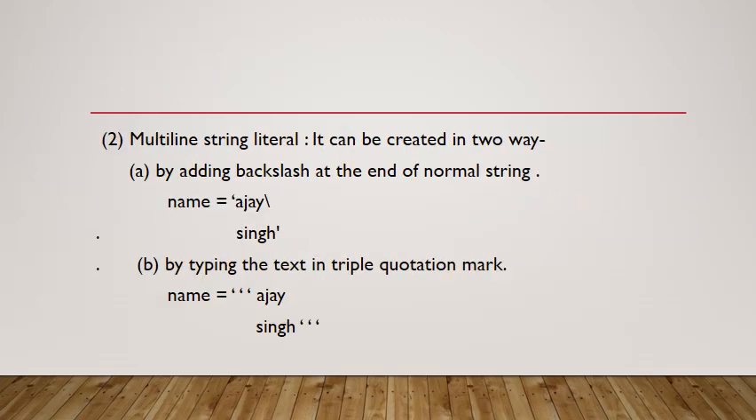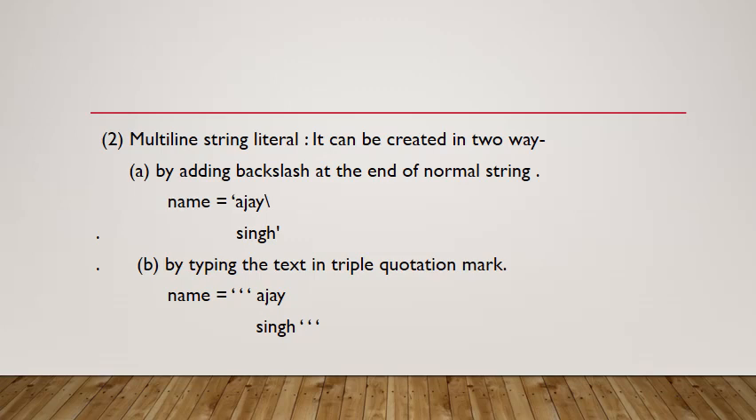Second is multi-line string literal. It can be created in 2 ways. First, by adding a backslash at the end of a normal string. If you want to write a multi-line string literal in single or double quote, then we will have to add a backslash character at the end of each line except the last line.